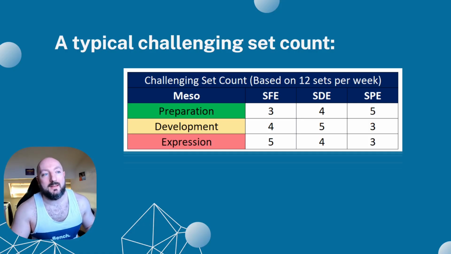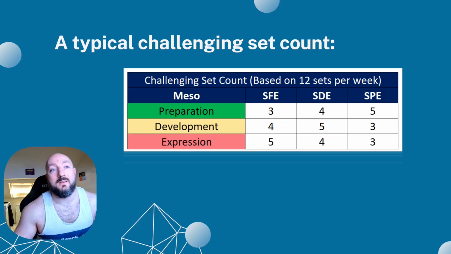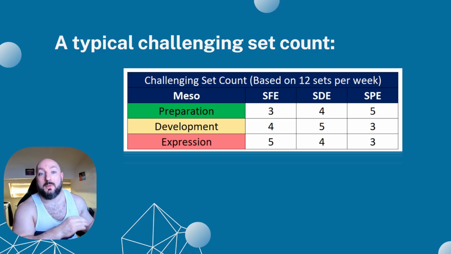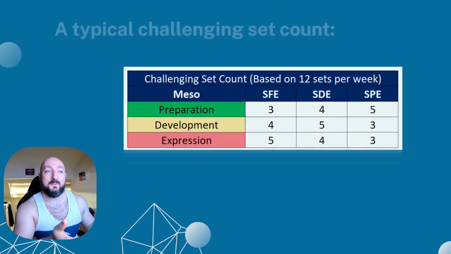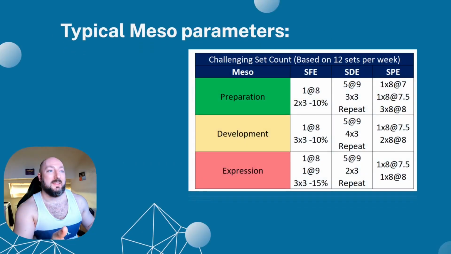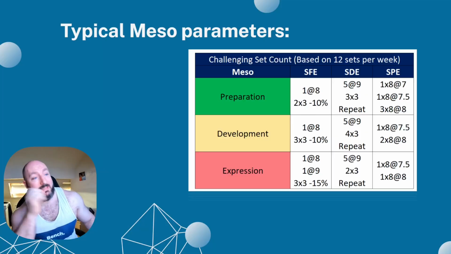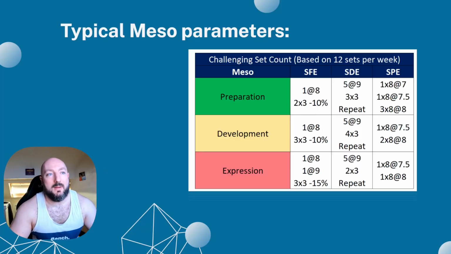So now we know the sets, the actual loading, we can use the loading parameters from the early episodes to make the loading parameters. So there we go, example. Let's say sport form slot on bench. In an expression phase, you do a 1 at RP8, which is around an opener, a 1 at RP9, which is close to your seconds or around your second attempts. Drop 15% and then do 3 sets of 3 with the weight that you've dropped from.